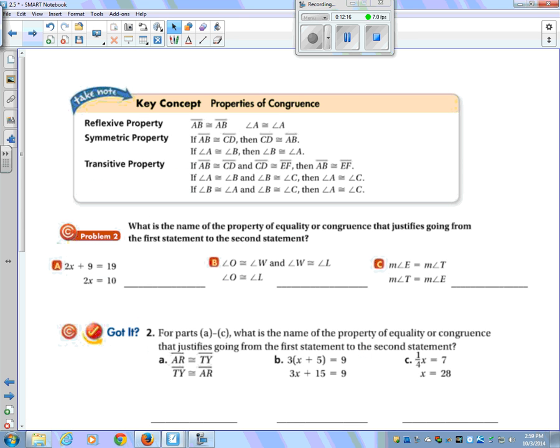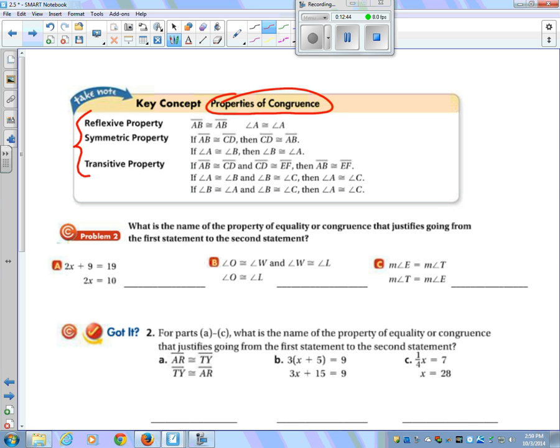Okay, so this box from the textbook talks about the properties of congruence. Notice on the other side of the page, I highlighted reflexive, symmetric, and transitive property of equality so that you could recognize that those are the three that are on both lists. Reflexive, symmetric, and transitive are properties of equality as well as being properties of congruence.